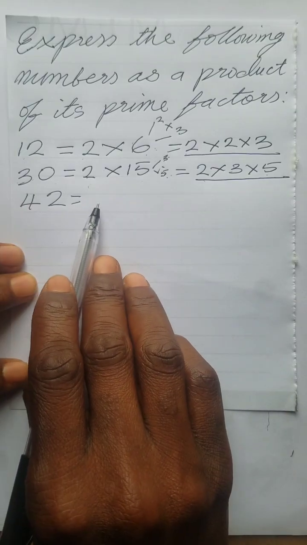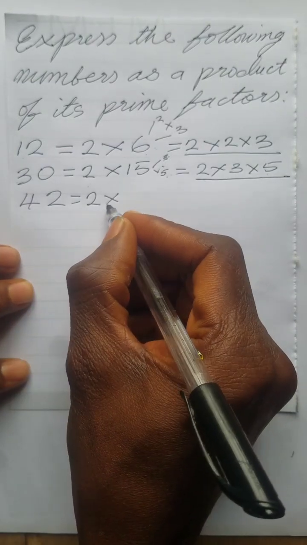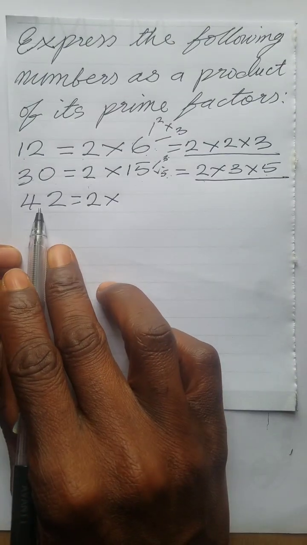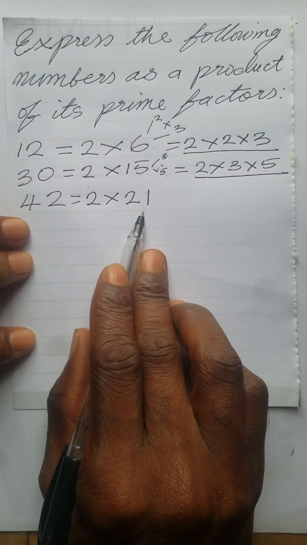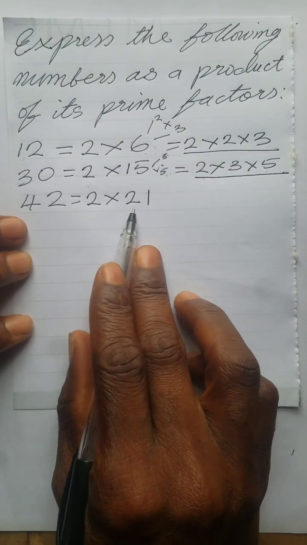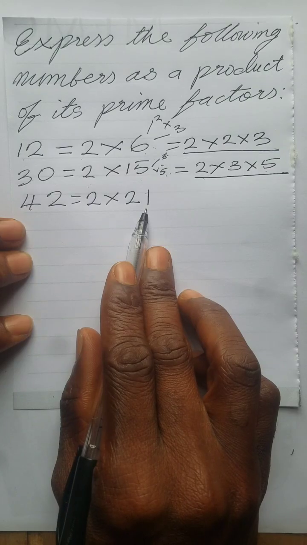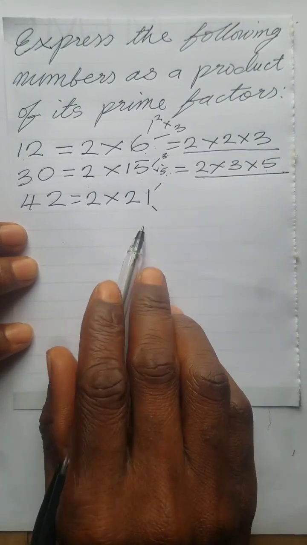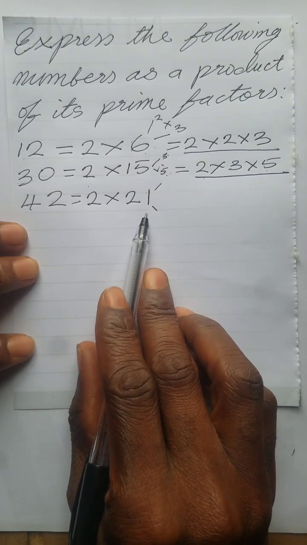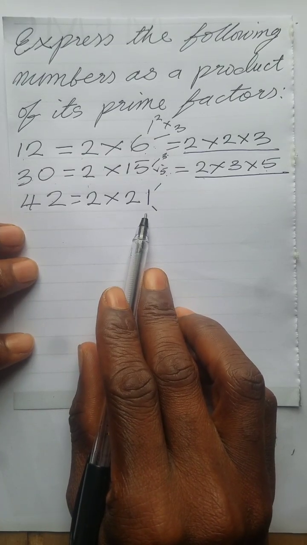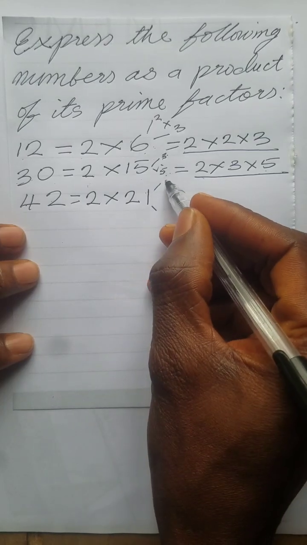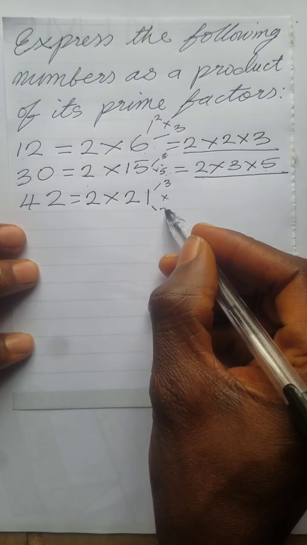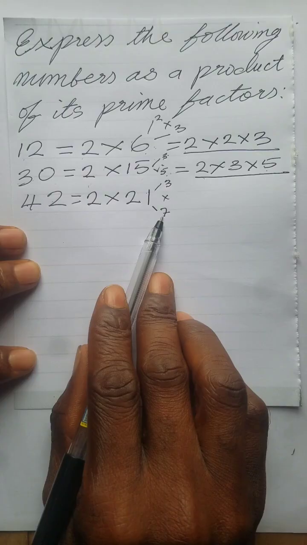Okay? Now, 2 times what gives 42? 2 times 21. But the problem is, 21 isn't a prime number. So, how do I break 21 down into prime factors? 3 times 7 gives 21.